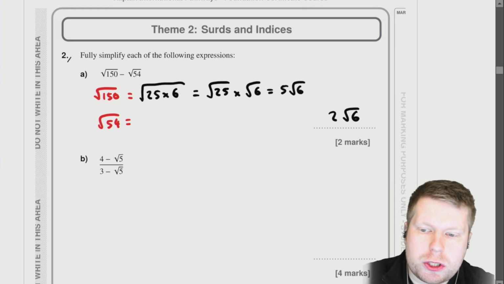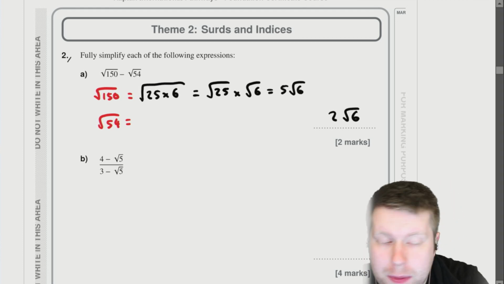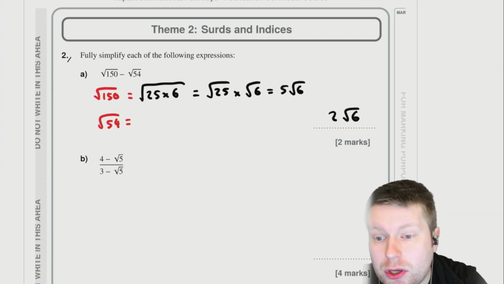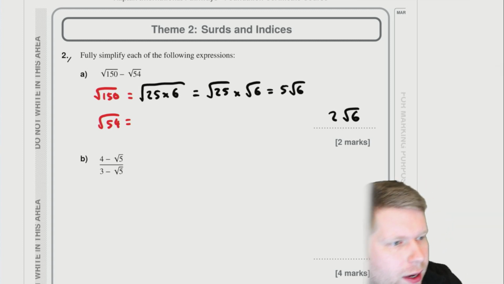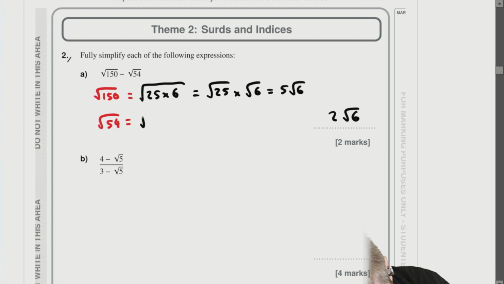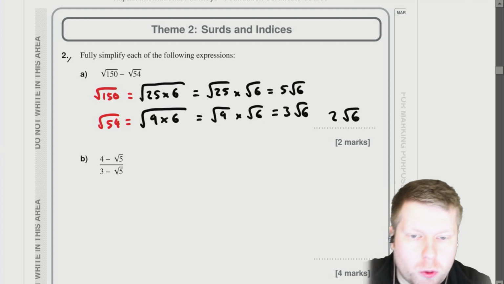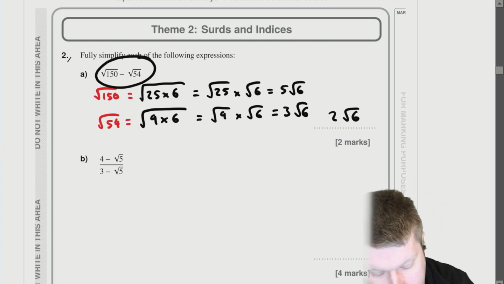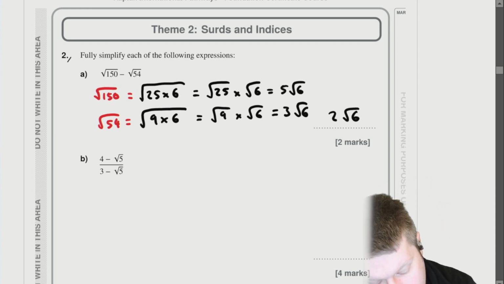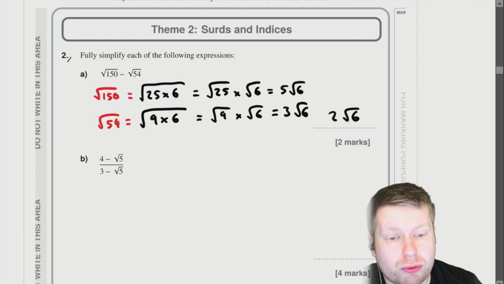If I do the same with root of 54, again, you might be able to recognise that 9 goes into 54. In fact, 9 goes in 6 times. So if I type that as 9 times 6, then as a result, I can simplify that to root 9 times root 6, which breaks that down to 3√6. And then, of course, remember that I'm doing a subtraction of these two things in the original question. So 5√6 take away 3√6 is indeed 2√6.